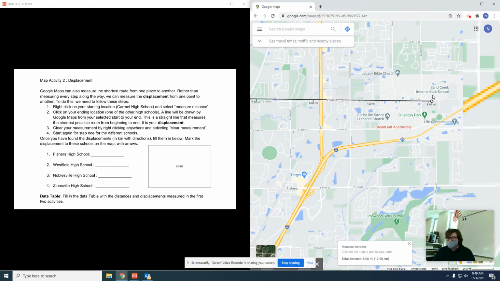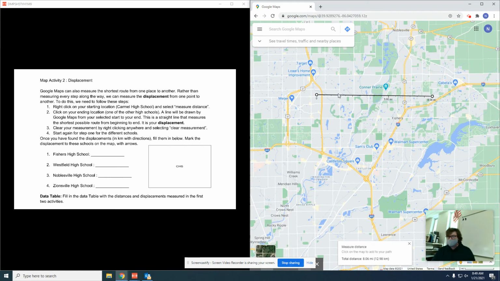And now, if I scroll out, we'll see it gives me a perfectly straight line all the way from Carmel High School to Fishers High School. And this line is the displacement. Notice that this line does not follow roads or routes. It is a perfectly straight line. It's the shortest possible route from Carmel High School to Fishers High School. And then my measurement down here in kilometers is the thing that I want to record. So the displacement from Carmel to Fishers is going to be 12.98 kilometers.